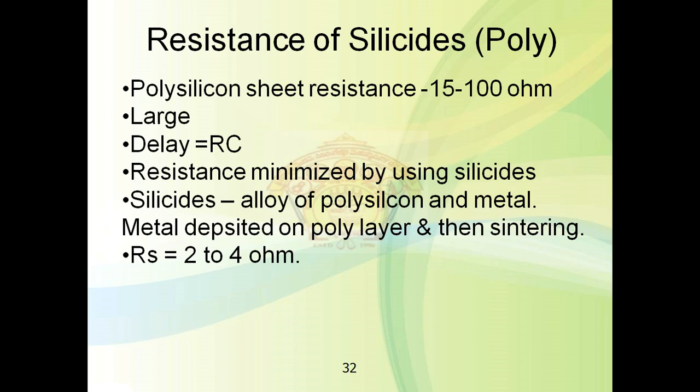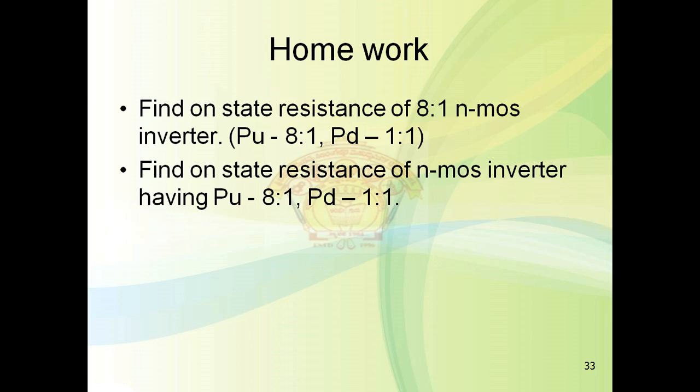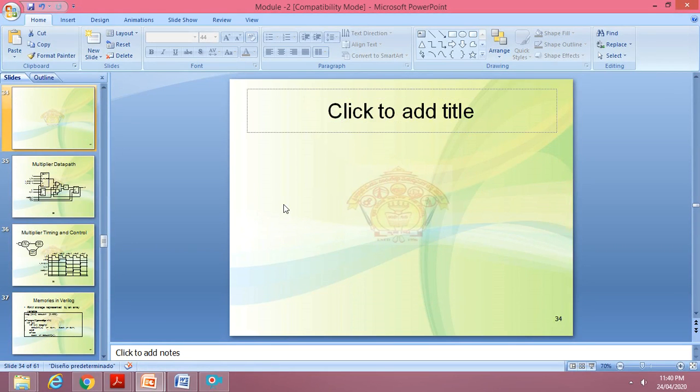Okay, so this is about how to calculate the resistance of the n-type layer and p-type layer, the resistance of the transistors, and the sheet resistance we have discussed here. Now for homework, find the on-state resistance. First example: find the on-state resistance of an 8:1 NMOS inverter, where the pull-up transistor is 8:1 and the pull-down transistor is 1:1. Take one more example, find the on-state resistance of an NMOS inverter having... you can find out only one example. Okay, today we'll stop here.